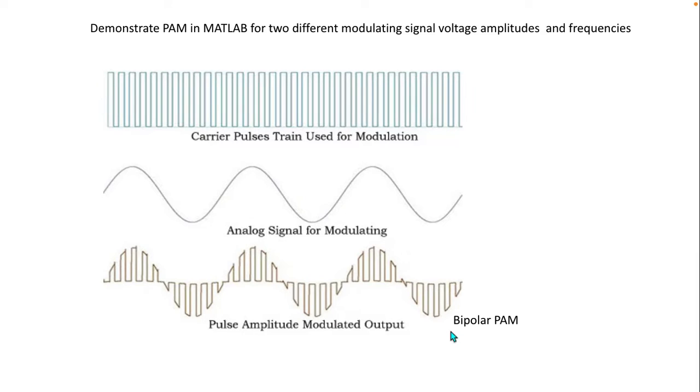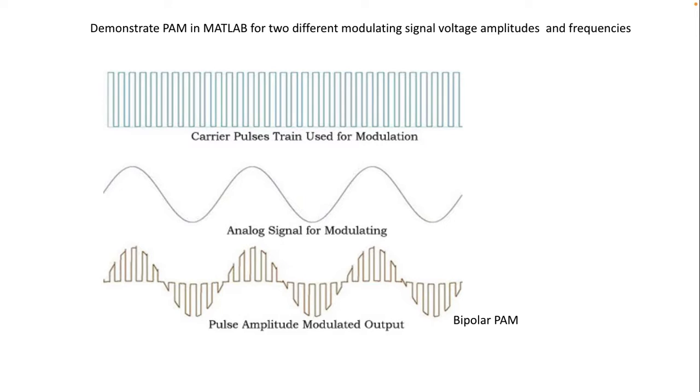Welcome to the Communication Software Lab of MATLAB. The aim of the experiment is to demonstrate the pulse amplitude modulated wave. We have a carrier pulse train as shown.